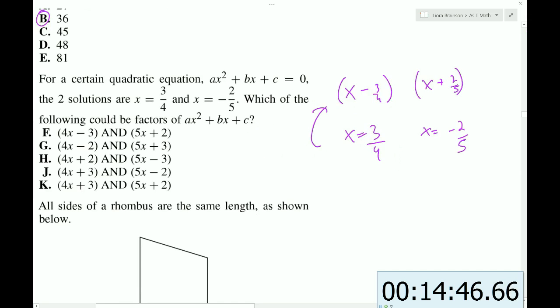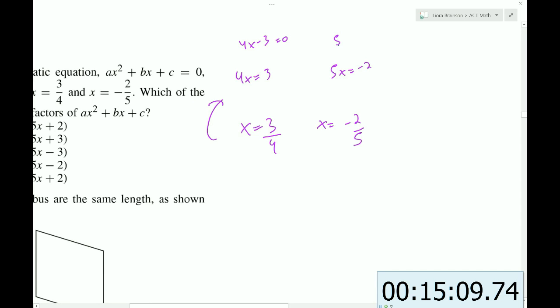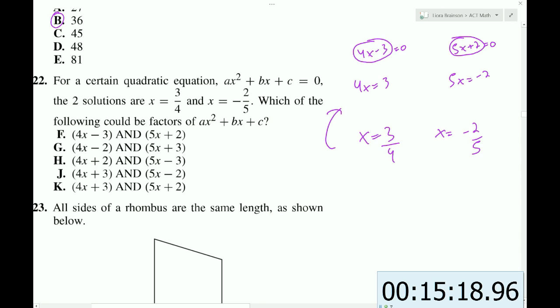But if you notice that neither of those are choices, okay? So there may be a different way we could do it. Well, the different way is this. Instead of sort of subtracting, you could also multiply by 4. You'll get 4x equals 3, and then 4x minus 3 equals 0. Here you would get 5x equals negative 2, and then 5x plus 2 equals 0. So your two factors are 4x minus 3 and 5x plus 2. Choice F.